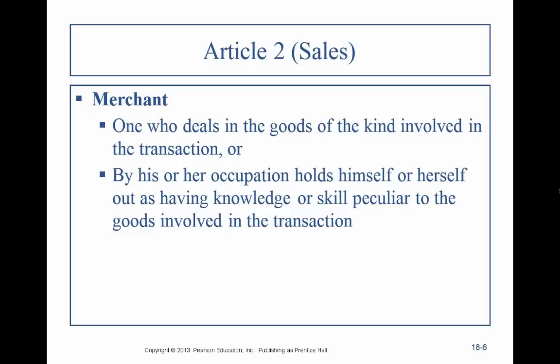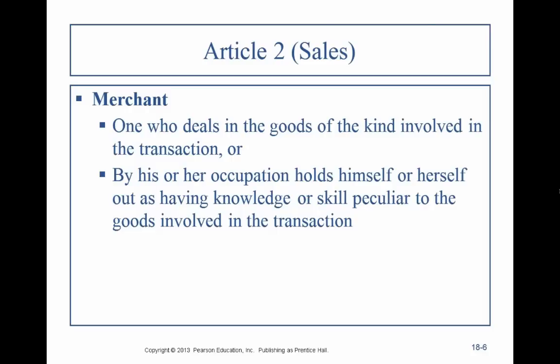Does it matter if a seller or a buyer is a professional seller or buyer? By that I mean if they are, quote unquote, a merchant. In common everyday talk, we don't use the word merchant all that much these days, but this is UCC terminology, still a little bit archaic. So how does the law define a merchant? A merchant is one who deals in the goods of the kind involved in the transaction, or by his or her occupation, holds himself or herself out as having knowledge or skill. It's a professional buyer or a professional seller.